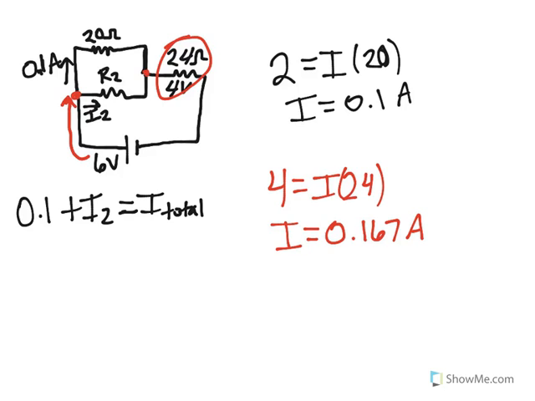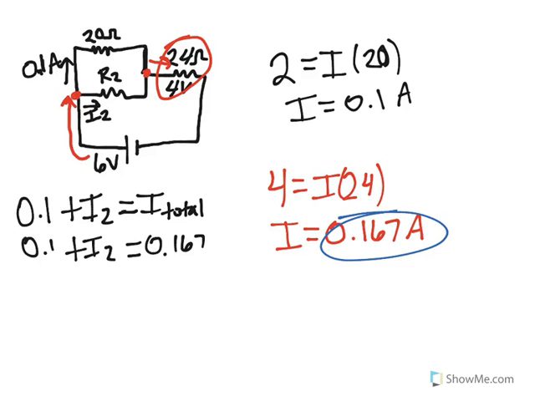Now when they get back to this point, 0.1 and whatever I2 are come back together to give me my total current. So my total current is running through this resistor, and I just found it. My total current is 0.167. So if I come over here and say 0.167 is equal to 0.1 plus I2, then I2 is just 0.067 amps. So I found one of the variables I'm interested in.